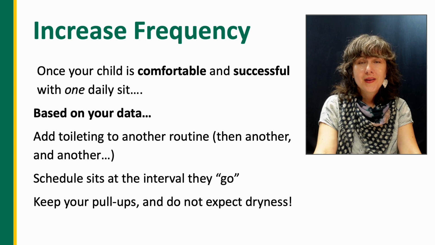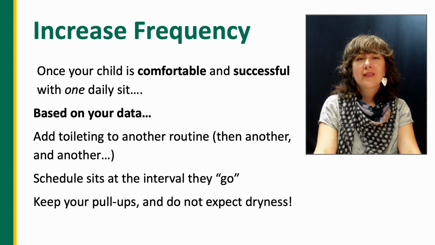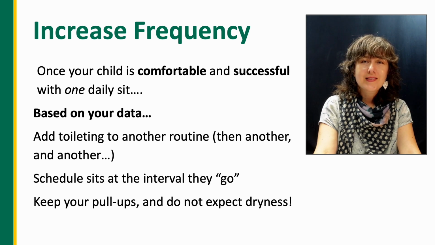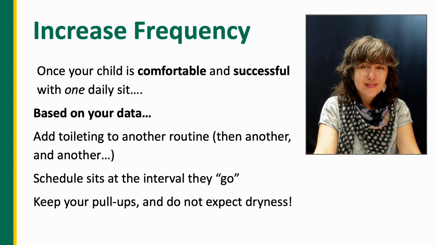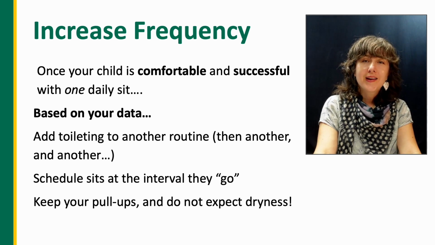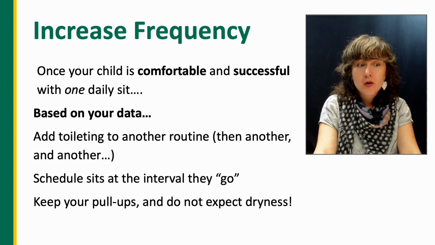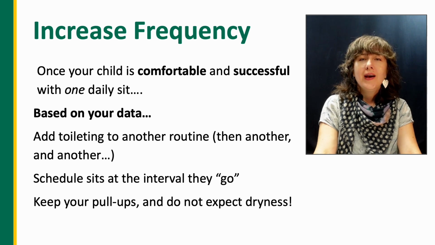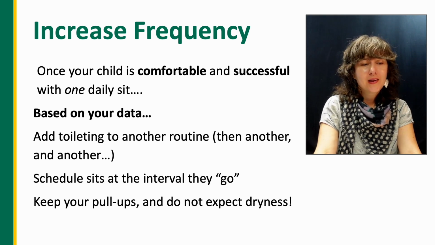So, for example, if your child is successfully voiding or stooling during a time after breakfast, and you know that they tend to urinate about every 90 minutes, you may want to add another scheduled sit on the toilet another 90 minutes later, or you might want to add one after another meal. And that's, of course, scheduling at the intervals that they go.